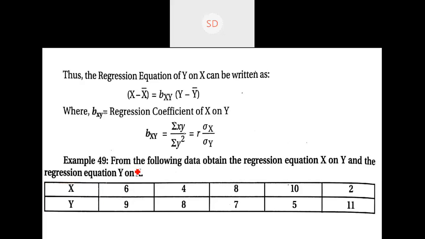The first problem is: from the following data, obtain the regression equation x on y and regression equation y on x. In this first problem they are only asking us to calculate the regression equations. They are not asking us to do anything else apart from finding the equations. So let's only find the equations here. If they give us a few values and ask us to find the coefficient also, we will see what more to be done.